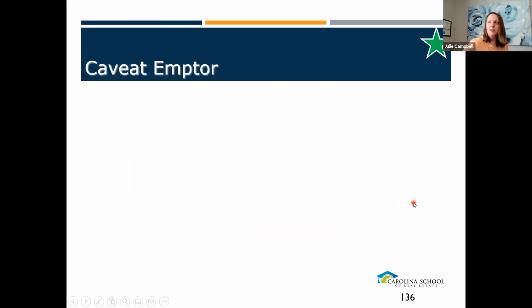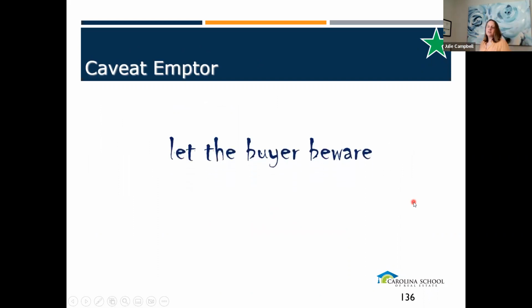On page 136, we can officially see our caveat emptor, which is let the buyer beware. What we mean by caveat emptor is that the burden of discovery is on the buyer. The burden to investigate the property, to learn about the property before they purchase is on the buyer. The seller doesn't have to disclose.